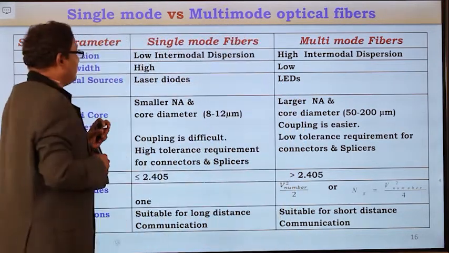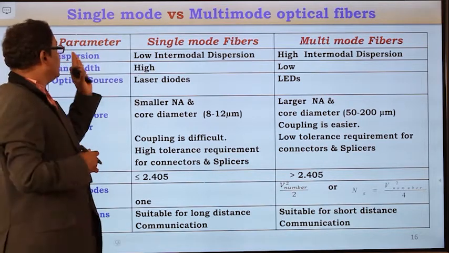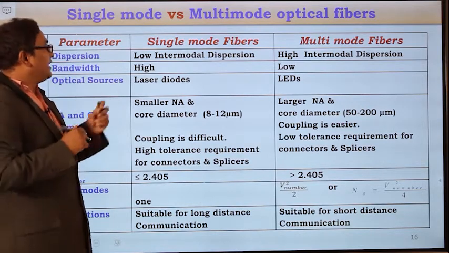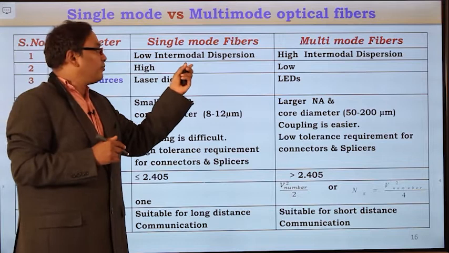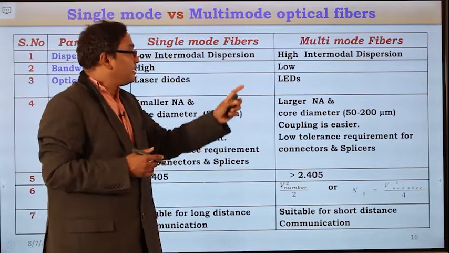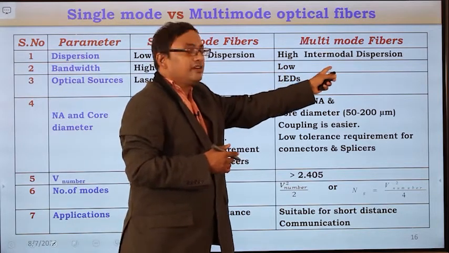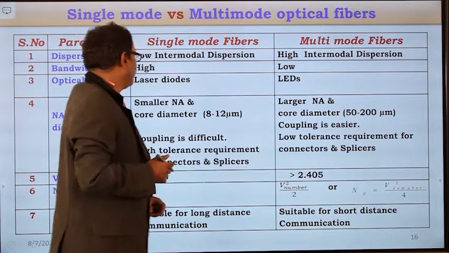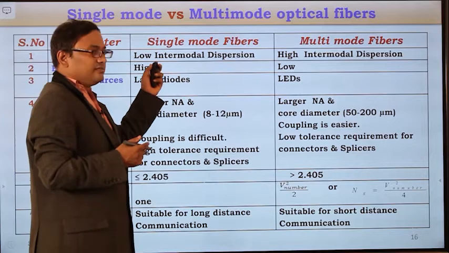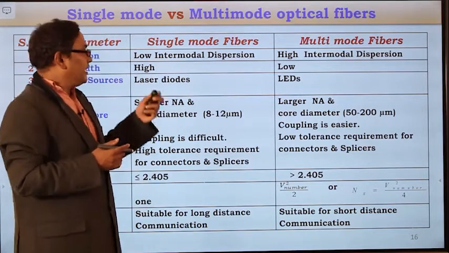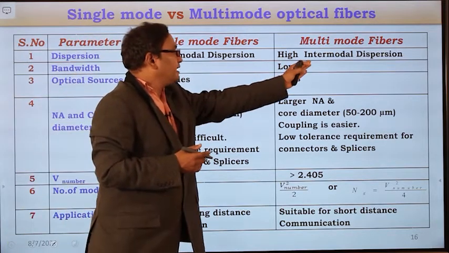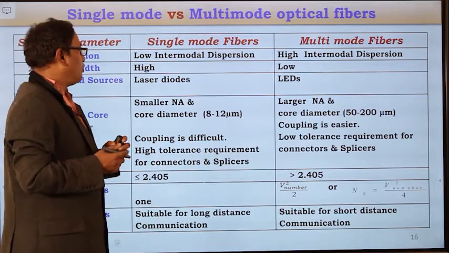And now if you consider the dispersion loss, in single mode fiber only one light ray is propagating, so there is a very low intermodal dispersion in single mode fibers, whereas in multi-mode fibers multiple light modes are propagating, so the dispersion loss is high in multi-mode fibers. And the bandwidth, if you see, for single mode fibers there is a high bandwidth, and the data rate of single mode fiber is very high, whereas multi-mode fibers provide only lower bandwidths.